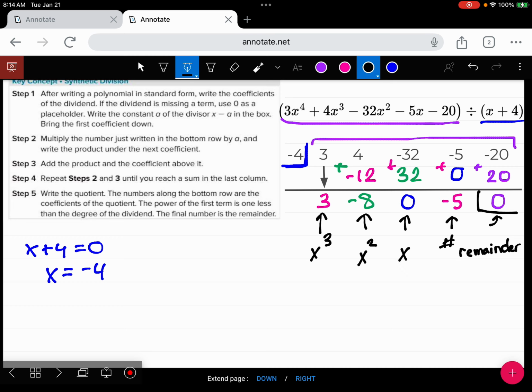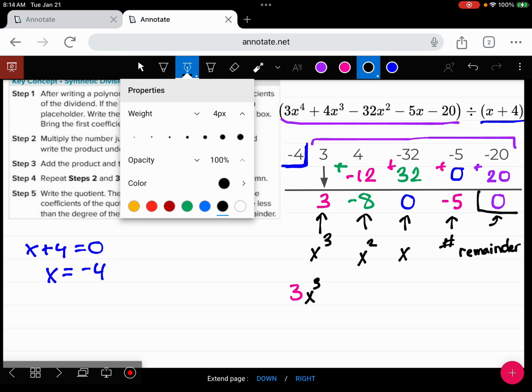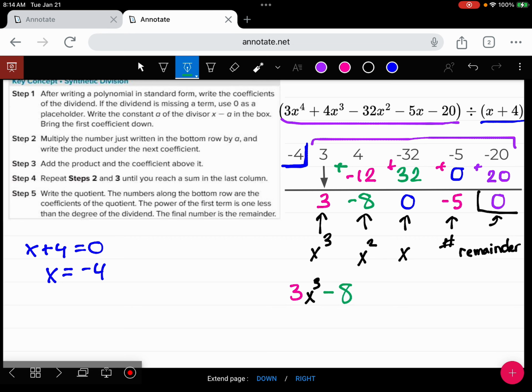So to write our result here, we are going to have our 3, let's see, I'll switch the colors, 3 with the x cubed. Then we're going to have our minus 8 with the x squared. We've got plus 0x, which you can write if you want to, but we really don't need to. Minus 5. You could put plus 0x, or you can just skip it.